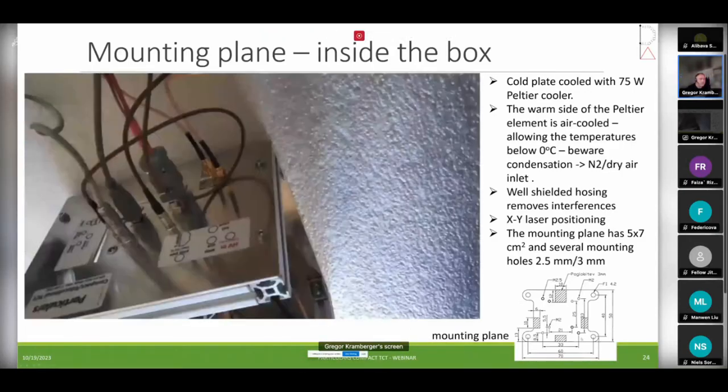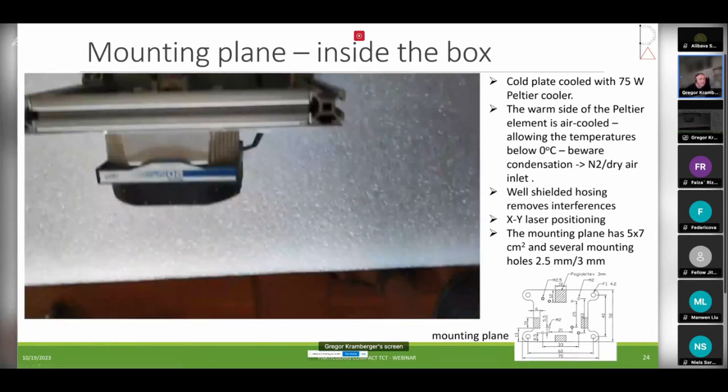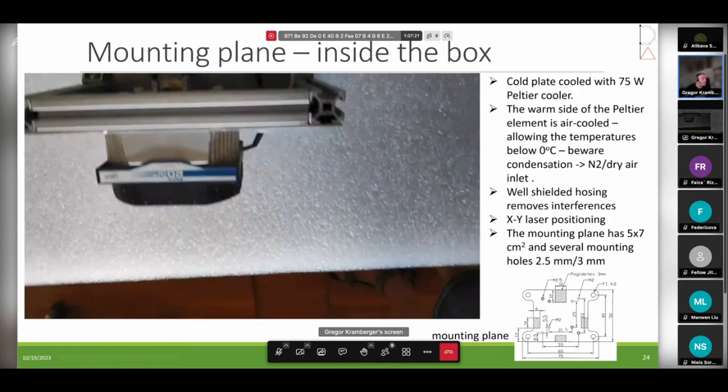Pay attention to here. This is the mounting plane. The mounting plane allows you to mount whatever has a lot of holes, and also places where you can put the connectors, and it's cooled by a 50 or 75 watt Peltier. So if you are able to cool the hot side well, you can get even below zero, right? Zero is something that you easily reach, but you can go well below. But like I said, you have to avoid condensation and freezing.